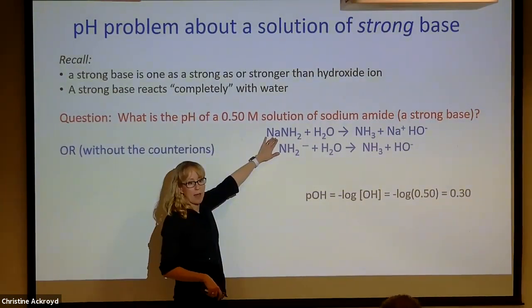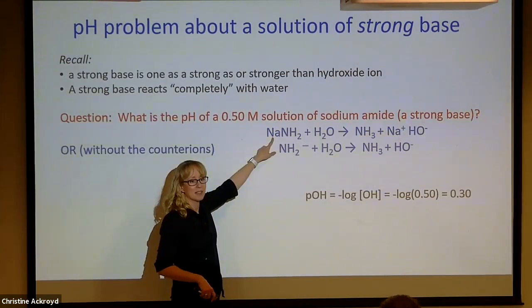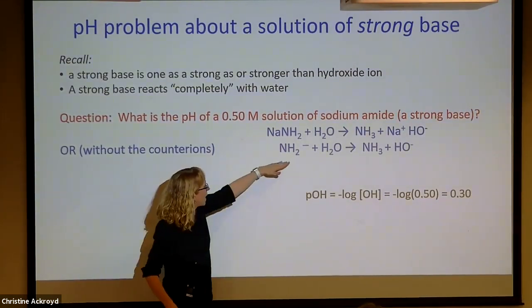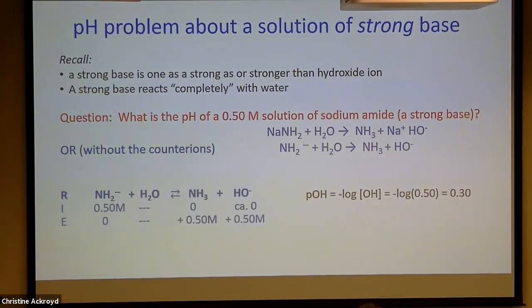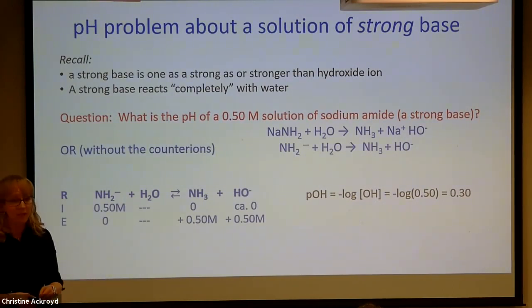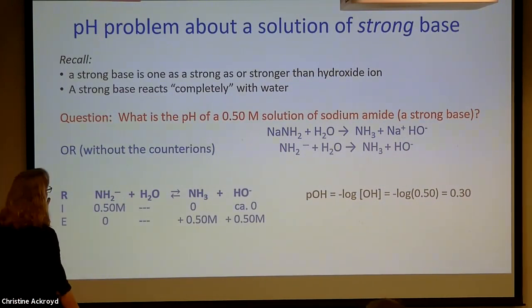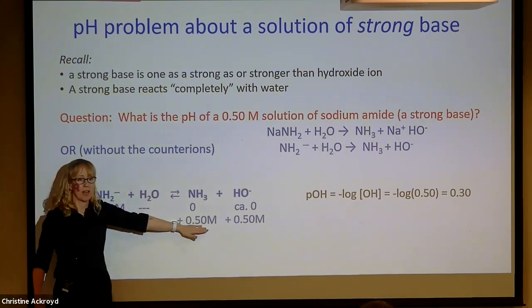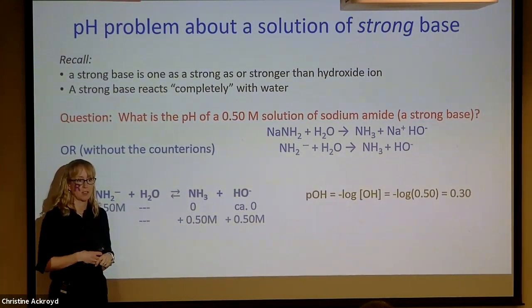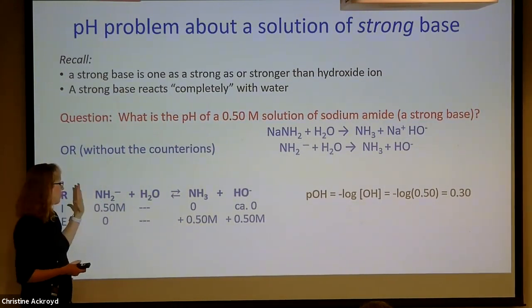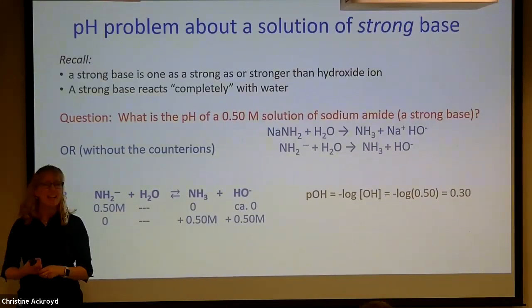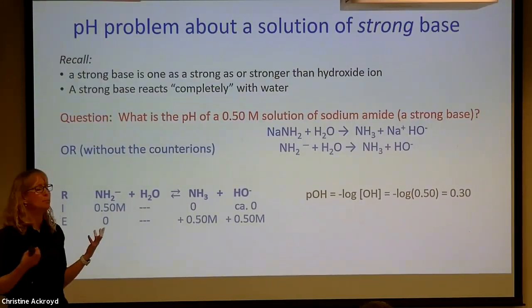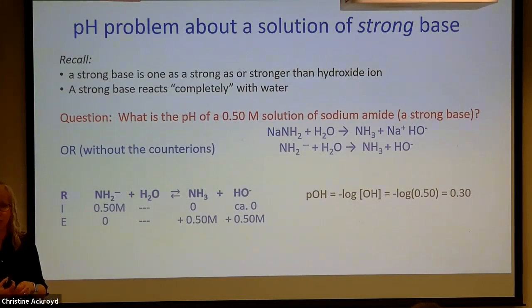Okay, so they tell you they're reacting sodium amide. That's the formula for sodium amide. Do we actually care about the Na plus? We don't. So the real reaction is amide ion reacts with water to form ammonia and hydroxide. Okay, so the rice table, if amide is a strong base, then all we have to do is say all of our starting material gets converted to product, just like in a stoichiometry calculation. So whatever number of concentration or number of moles we have in our starting material is all going to become product. Can I do a pH calculation directly from that rice table?